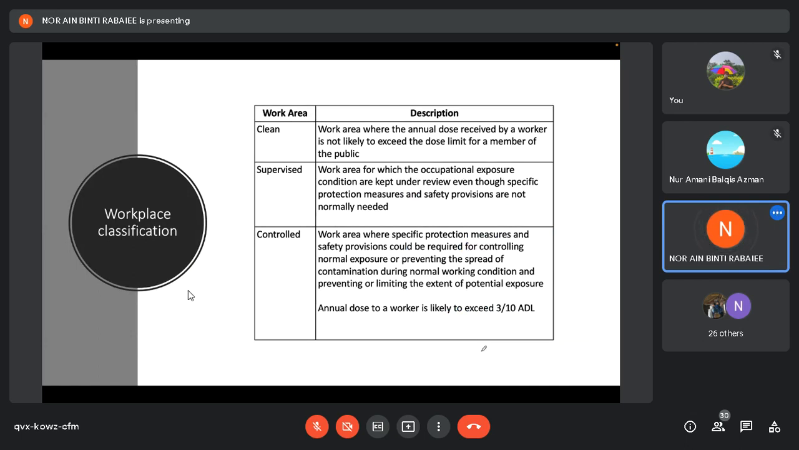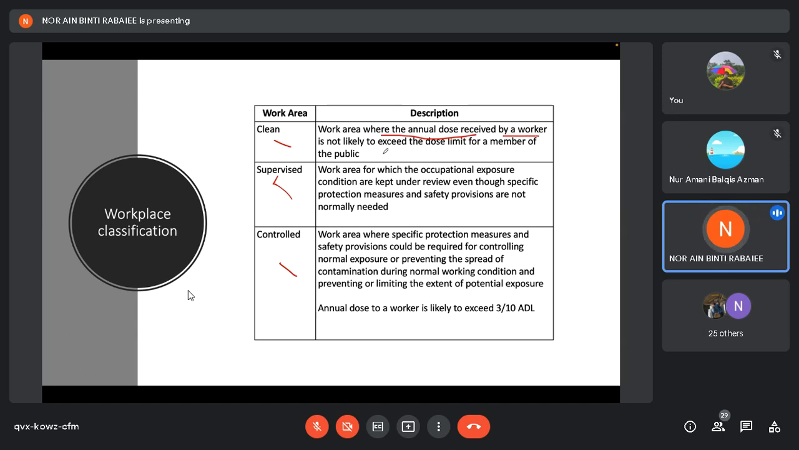So, protection against radiation hazard. When you step into a department, for example the department of radiology, every area in the department is already classified as either a clean area, a supervised area, or a control area. So what is a clean area?